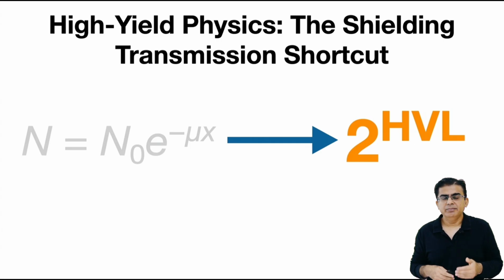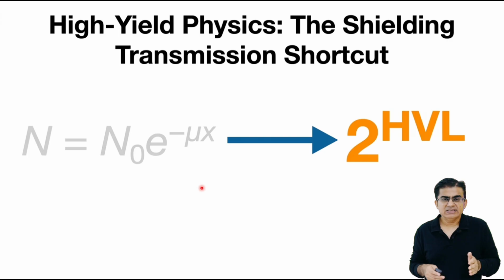Let us take a quick break from the heavy mathematics we just discussed. We are now going to talk about a very practical shielding transmission shortcut. While the complex equation of N equals N0 times e to the power of minus mu x is theoretically very important to understand, you will rarely use it in clinical practice while planning radiotherapy. You simply do not have the time to calculate such complex natural logarithms in your head while treating patients.